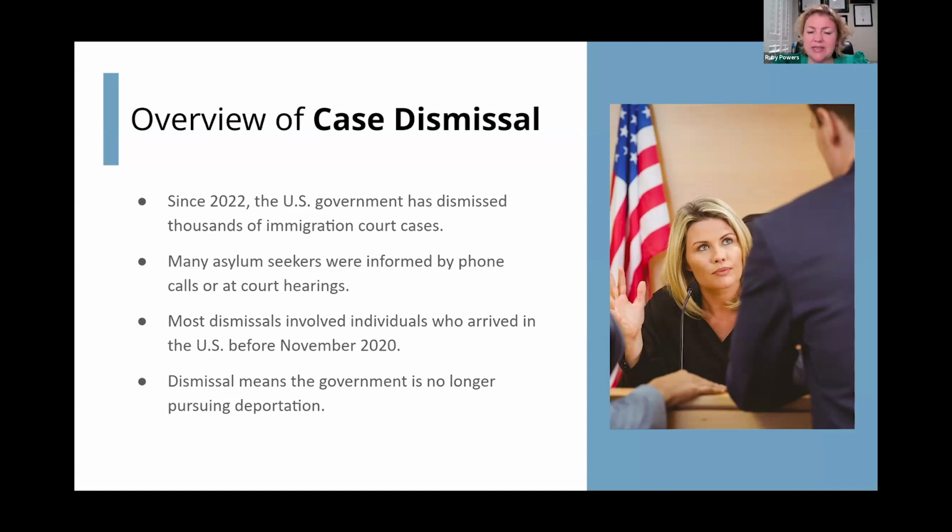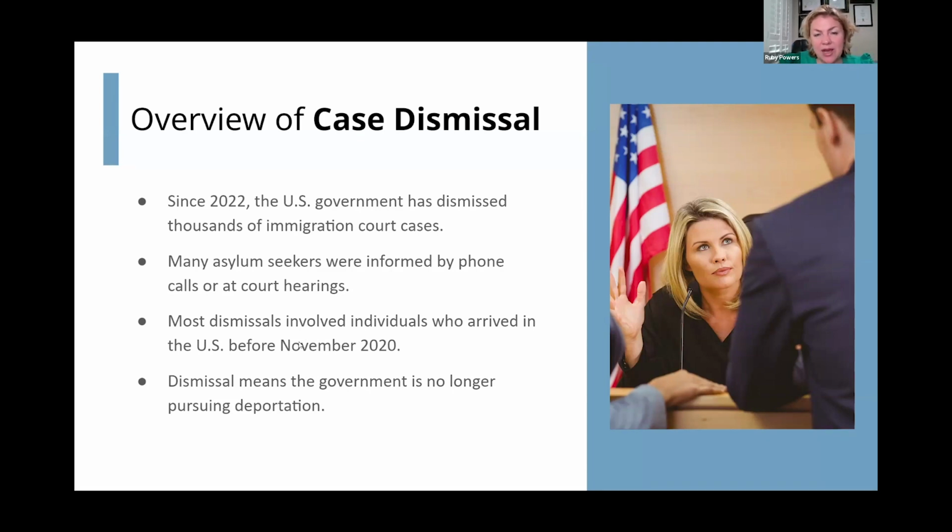So what does dismiss mean? It means you're not in court anymore. And what we've seen was a higher number of those people who had arrived before around the pandemic, before that time. And it means that you're no longer in immigration court proceedings.